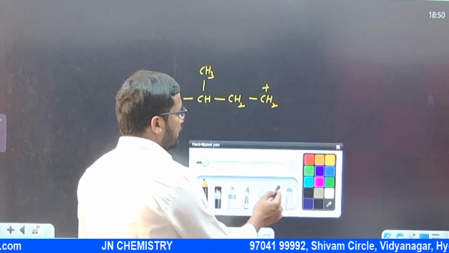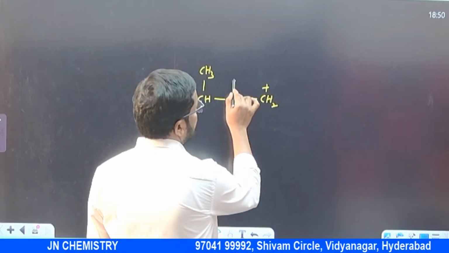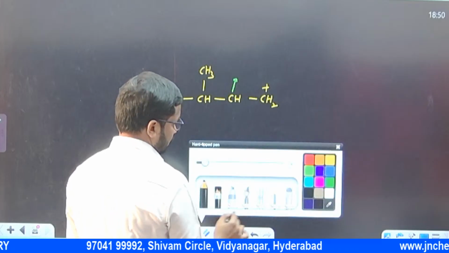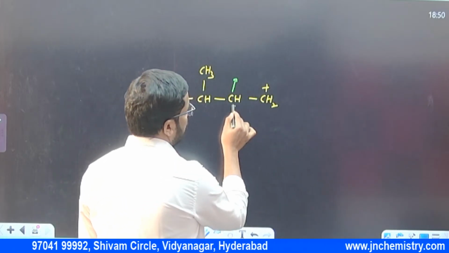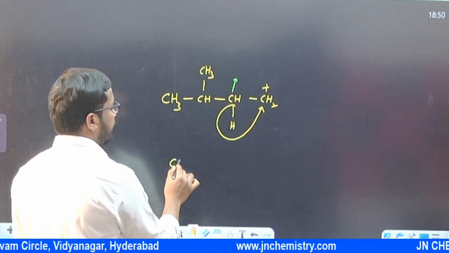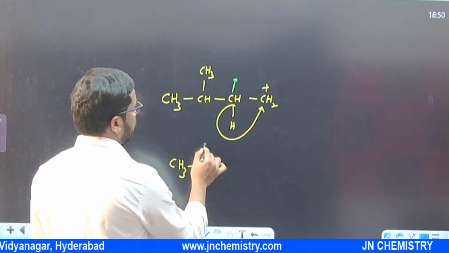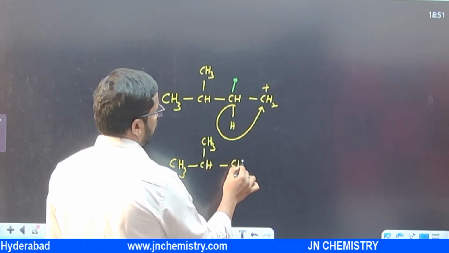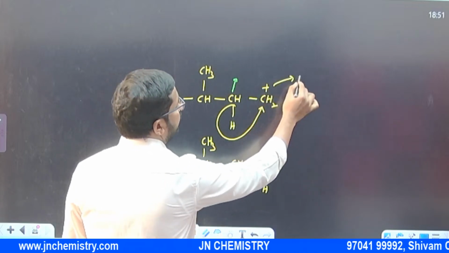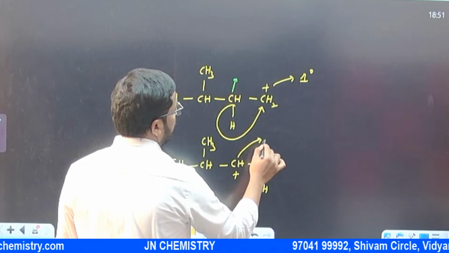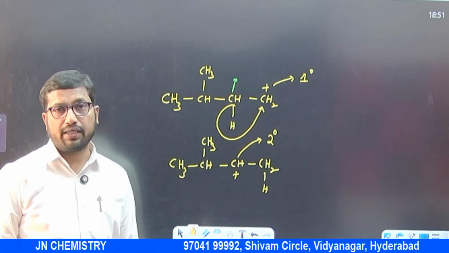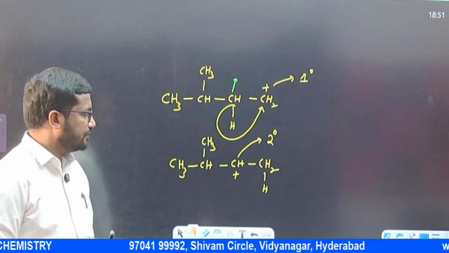So adjacent, which carbon is there? Adjacent. Now, does it take place like this? What we will get: CH3, carbocation. Now, this is 1 degree carbocation, right? Now this, 2 degree carbocation. Stable, right?